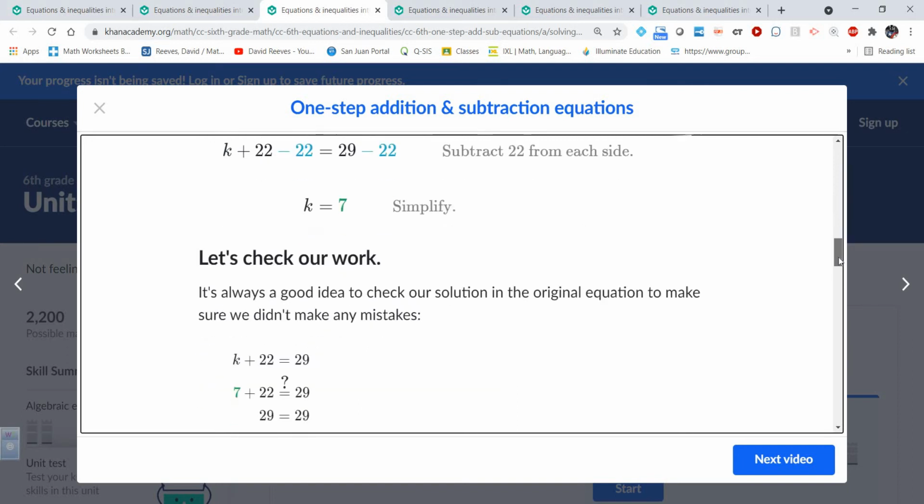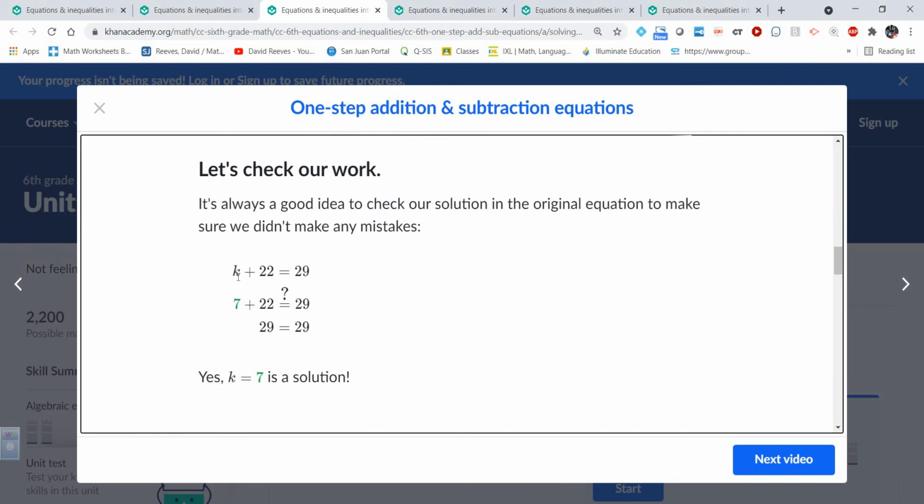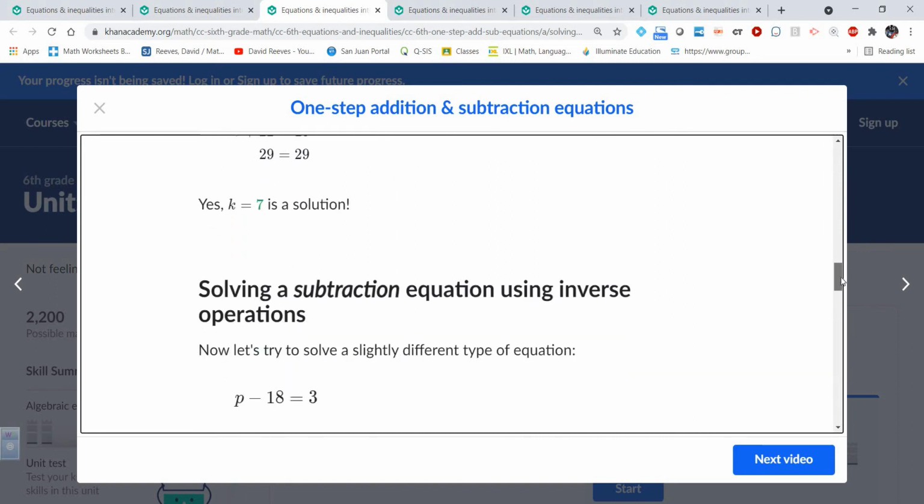And if we check our work, we can see that 7 plus 22 does give us 29. 29 is equal to 29. It made a true equation. Therefore, k equals 7 is the solution. Remember, the solution is the value of the variable that makes the equation true.